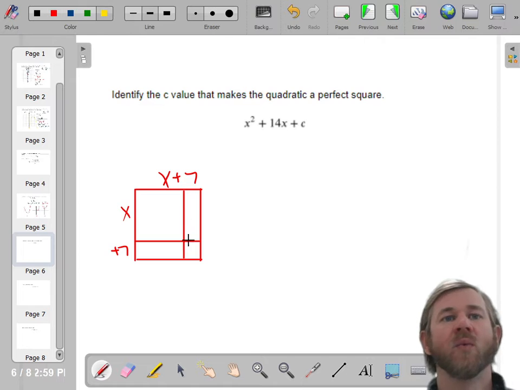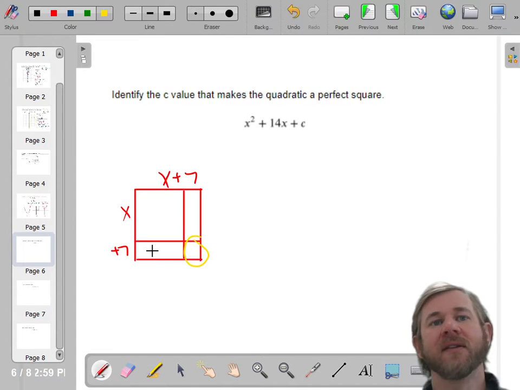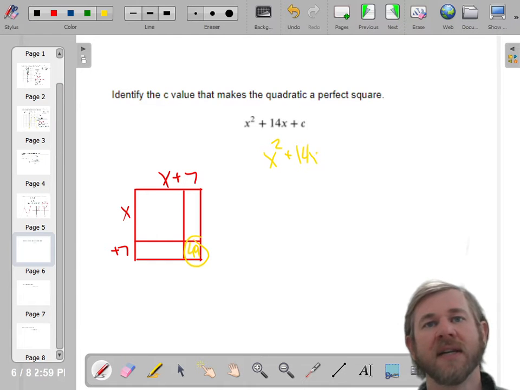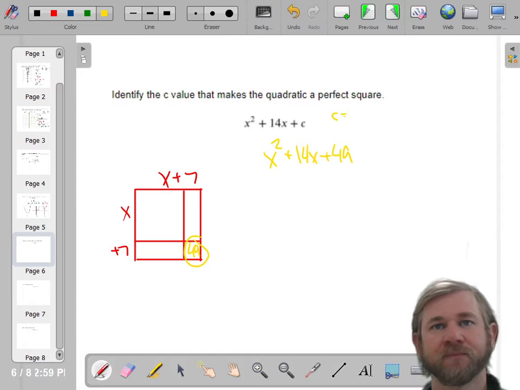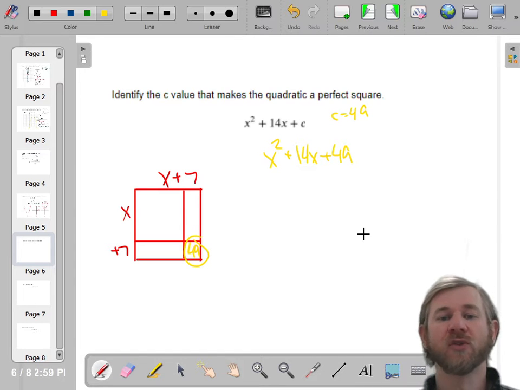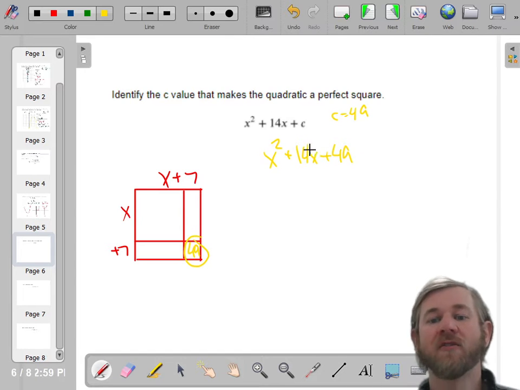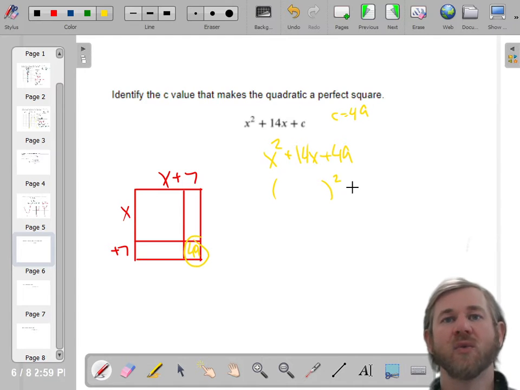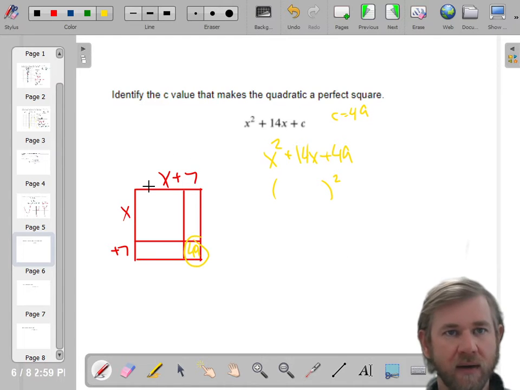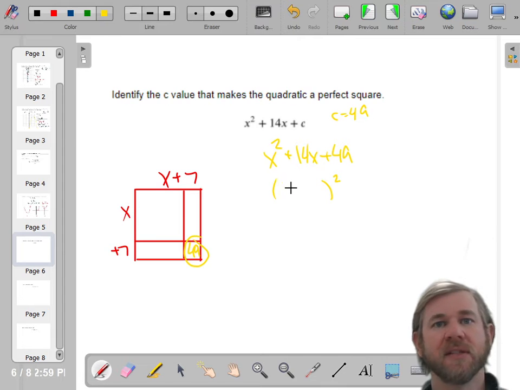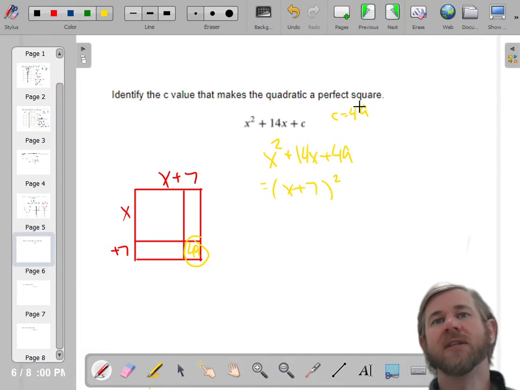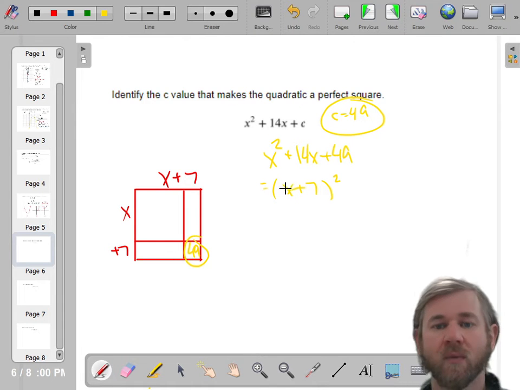And what I want to know is, what's the area of this? Well, if it's 7 by 7, then it's 49. That means you would write x squared plus 14x plus 49. So c would be 49. And when we say perfect square, we mean that this is now factorable as something squared. And if you remember when you complete the square, it's this, x plus 7, x plus 7. So x plus 7 squared is the factored form. Now, all I'm asking you to do is tell me c, but that's kind of where we're going with this.